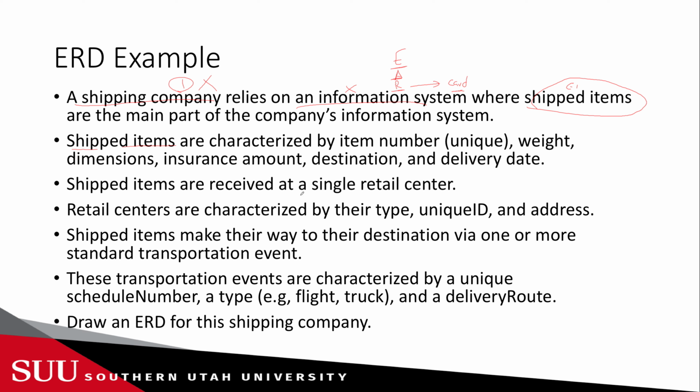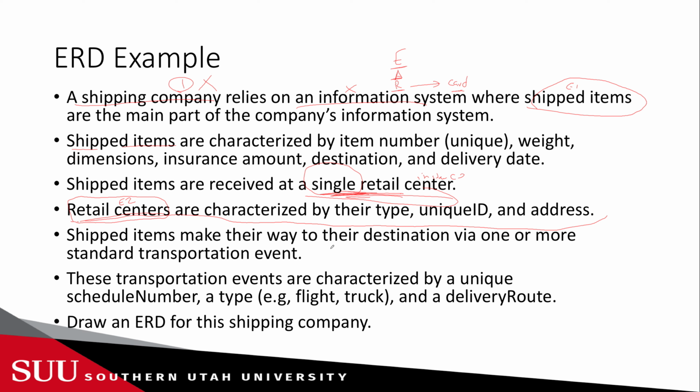Now these are received at a single retail center, so we don't know yet if this is going to be just one retail center. Does this mean we only have a single retail center, or does it mean cardinality? So let's leave this for now. The next one says retail centers are characterized by their type, unique ID, and address. So if I look here, retail centers, this is going to be an entity instance. Now this makes sense to be another entity. So I'll have retail center as my second entity.